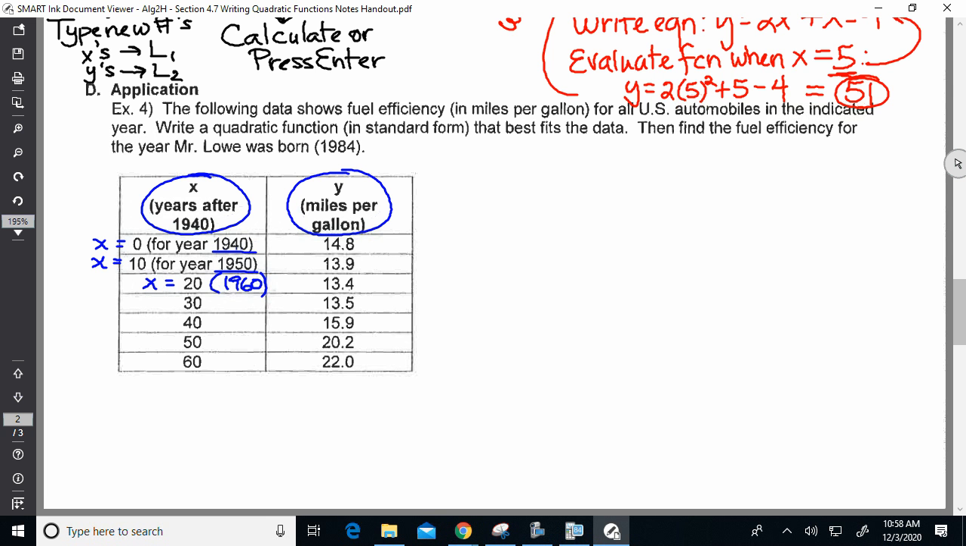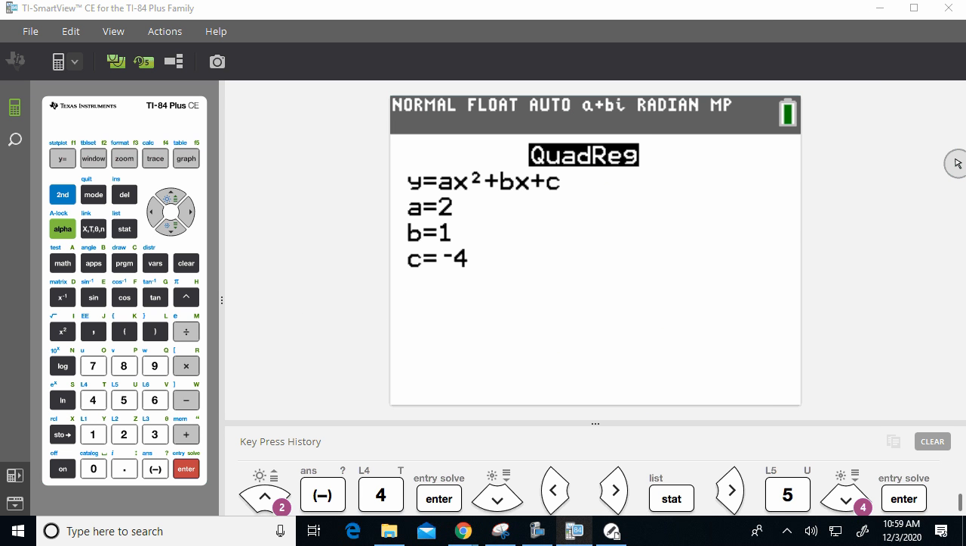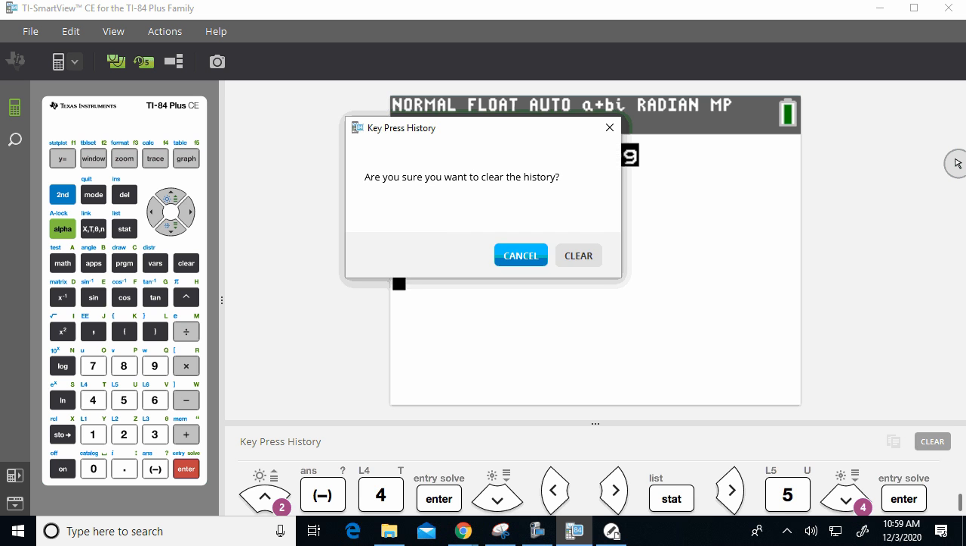So what we did with part C is exactly what we're going to do for this problem. So here's our table. That's what we're going to put into the calculator. So let's go ahead and do that. I want to get rid of all the stuff that's there. Get rid of all of this as well.